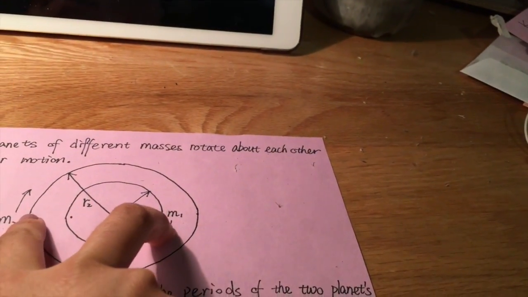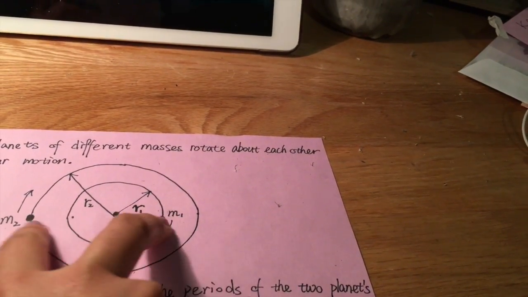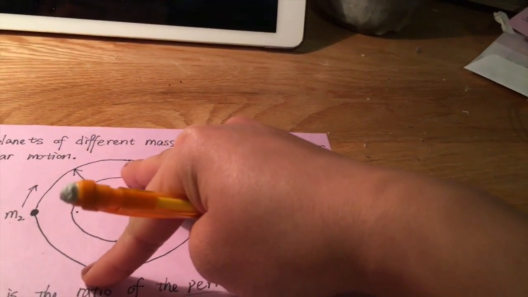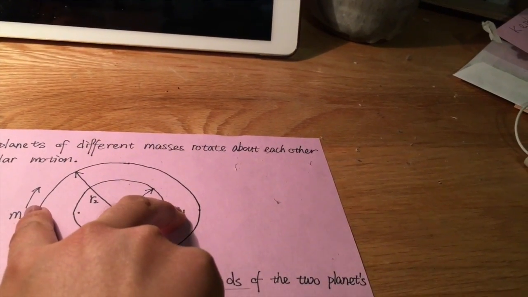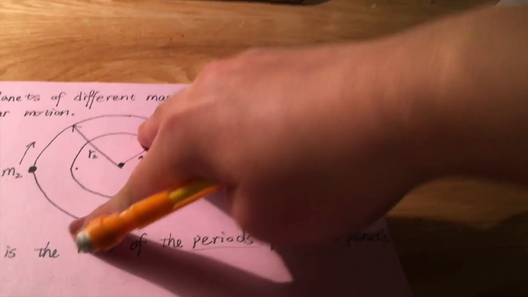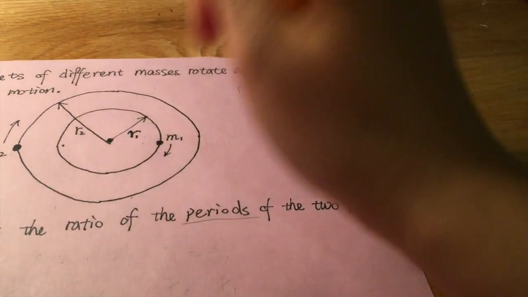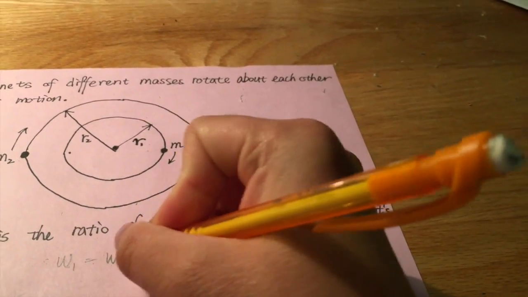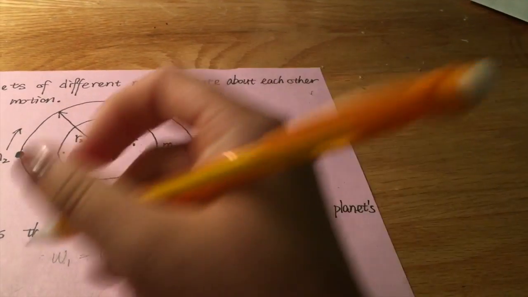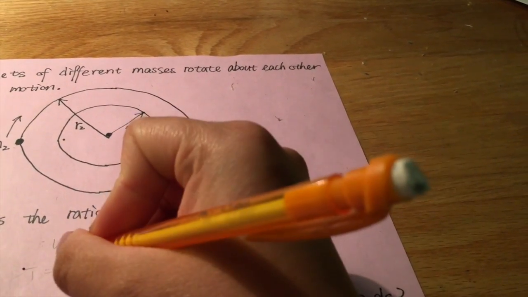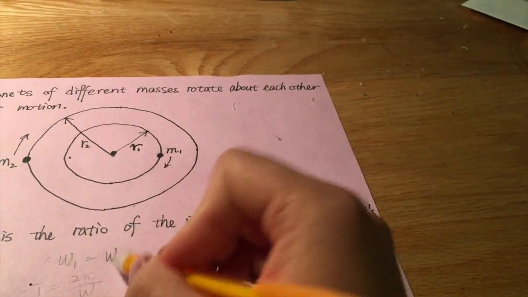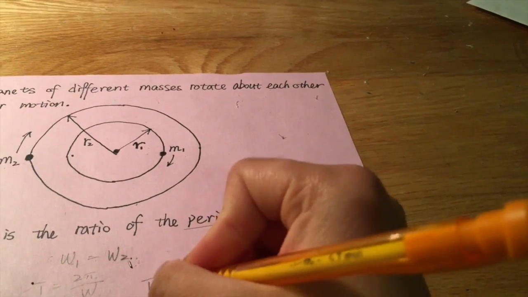When we think about the centripetal force that the two planets exert on each other, they have to be equal in the first place, and their motion should be constantly opposing each other in order to balance out the forces, which means they have the same angular velocity. And the equation for periods is 2 pi over omega, and since their omegas are equal, their periods are also equal to each other.